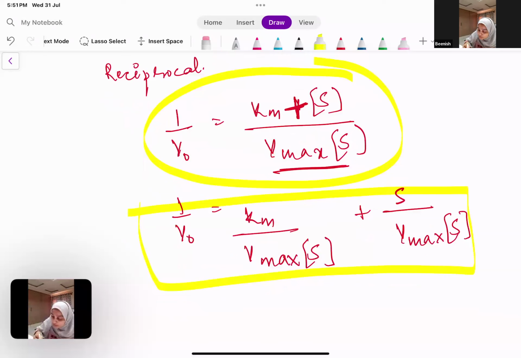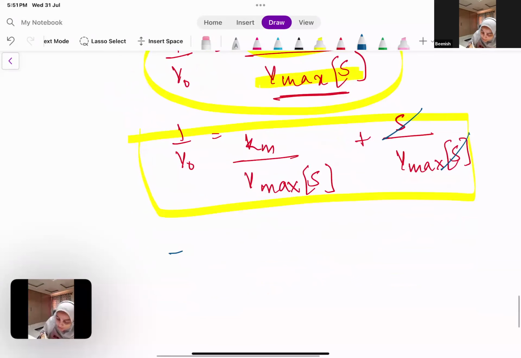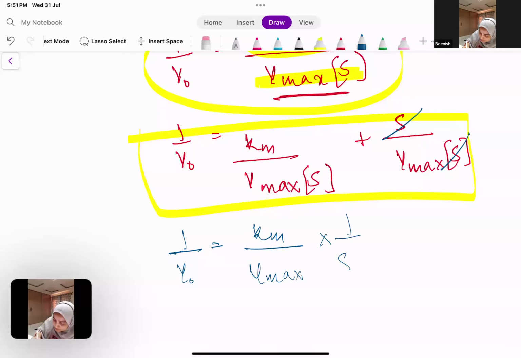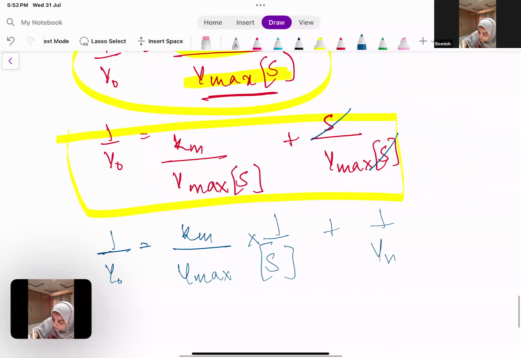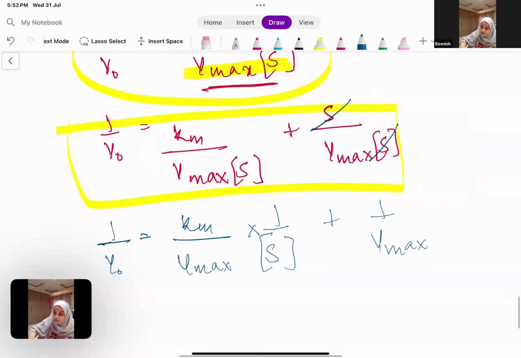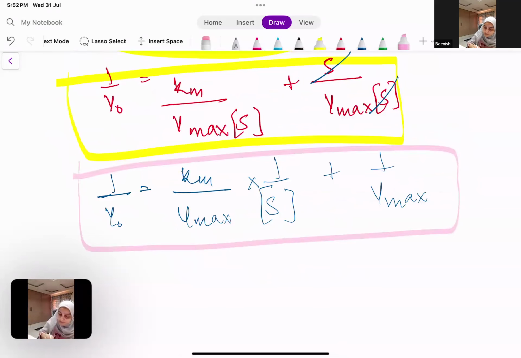Here, if you add these two, you can take this as a common denominator and write it in this way. So I've just separated the two. Now what happens, this is S and S, you can cancel this out. Now you end up with, you're just multiplying it by S, plus 1 upon V max.